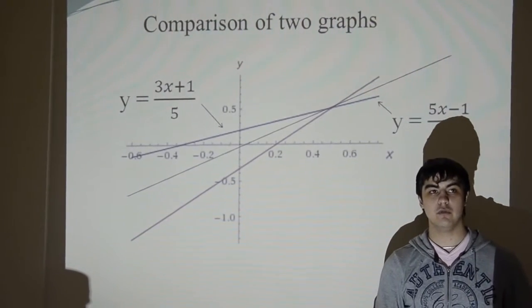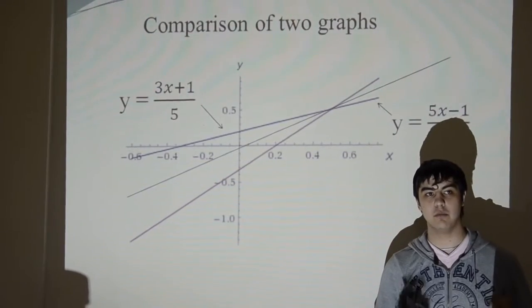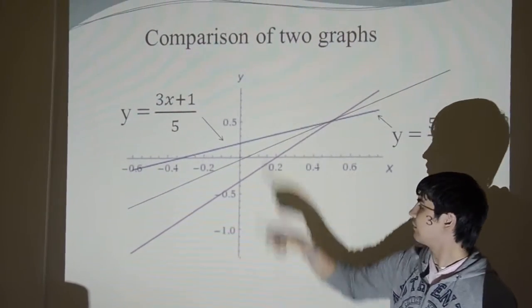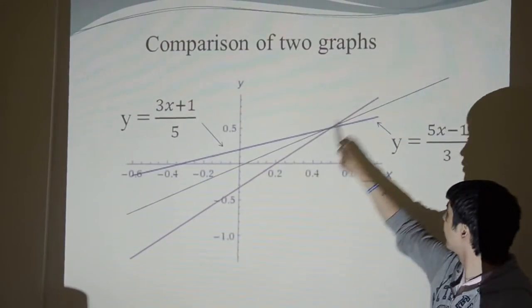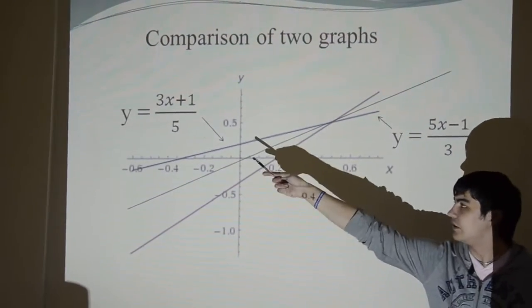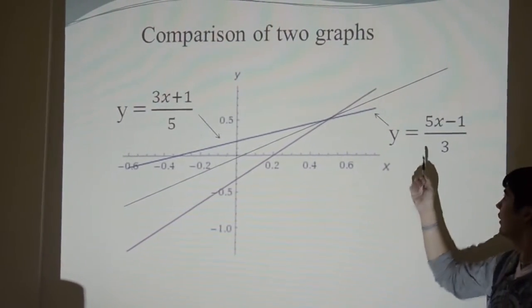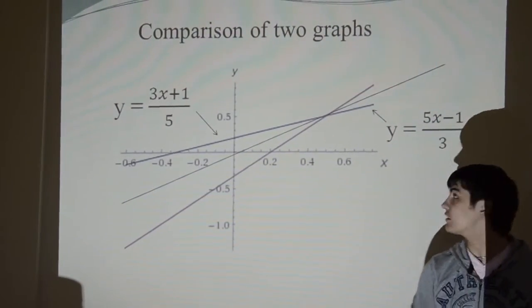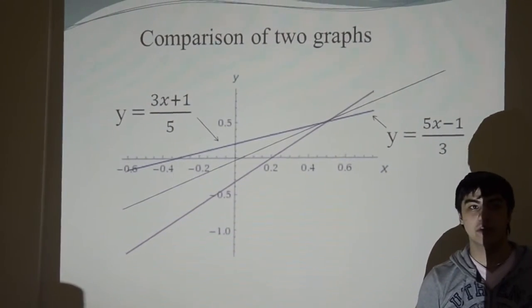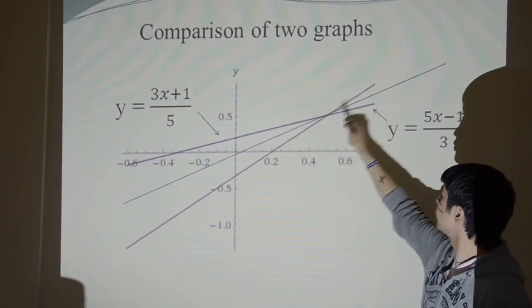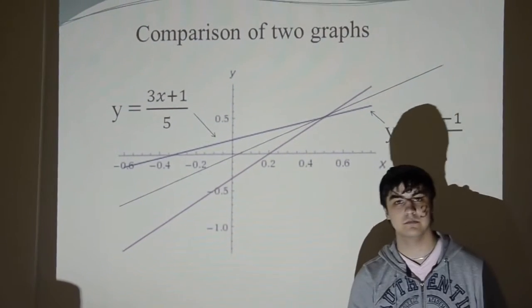If we look at the graph of these two functions, we will see that they are both straight lines. This will be our first graph, and this graph will be our inverse function. Here is y is equal to (3x plus 1) over 5, and here y is equal to (5x minus 1) over 3. As we can see, they are symmetric according to this black line.